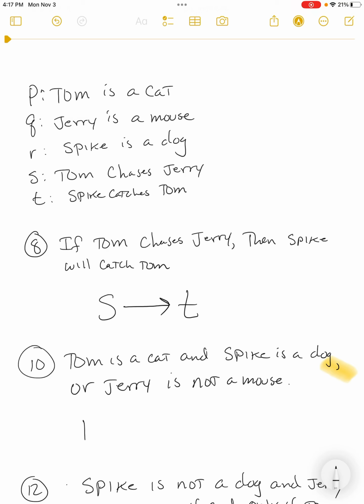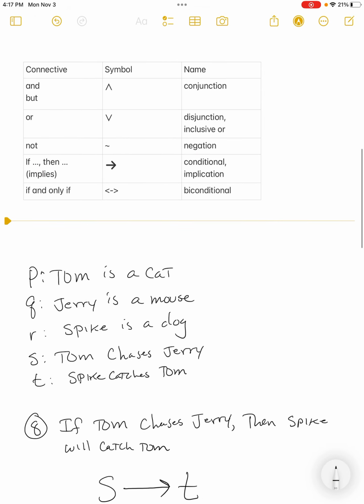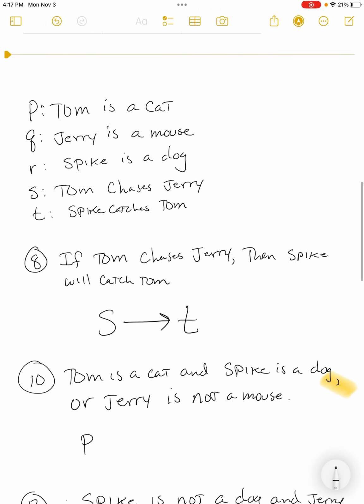So let's look for Tom is a cat. So Tom is a cat is P. And maybe you remember, if you don't, you can scroll up and you can see and is that upside down V. So P and Tom is a cat and Spike is a dog R. Now it has or next. So because of that comma, we're going to put these in parentheses to make sure we know that those are grouped together. Comma, and then it's or, and or is the V.